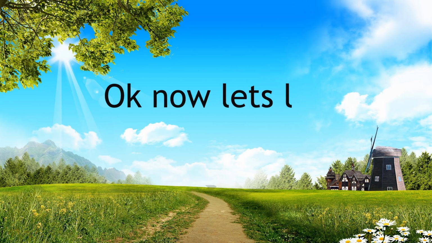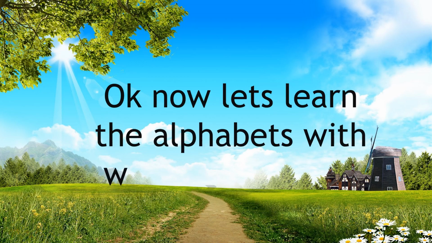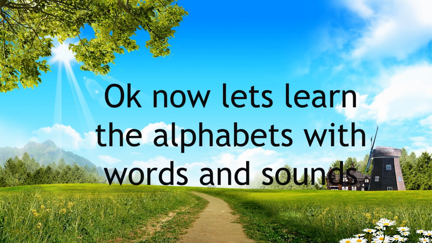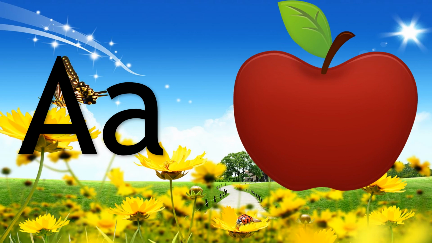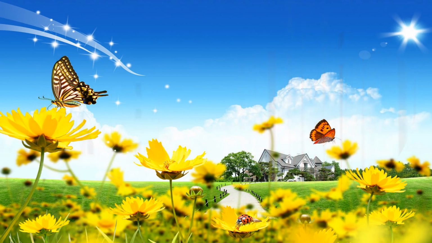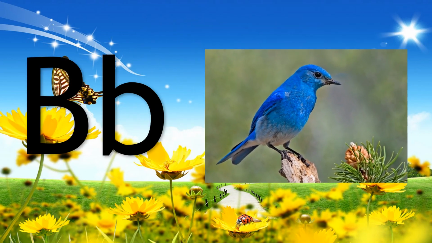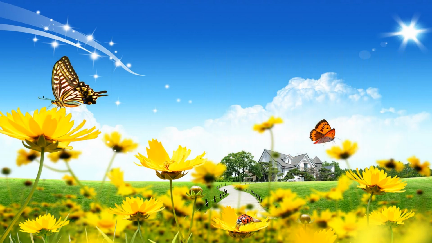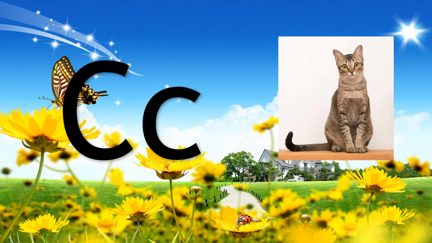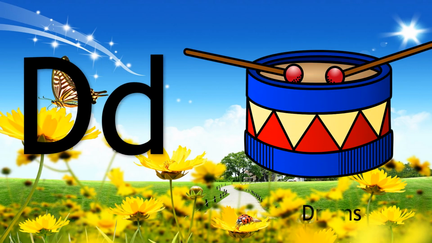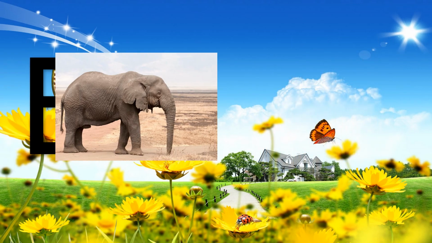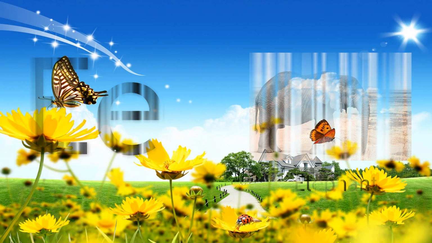Okay, now let's learn the alphabets with words and sounds. You need to sing along with me, okay? A is for apple, apple. B is for bird, bird. C is for catch, catch. D is for drums, drums. E is for elephant, elephant.